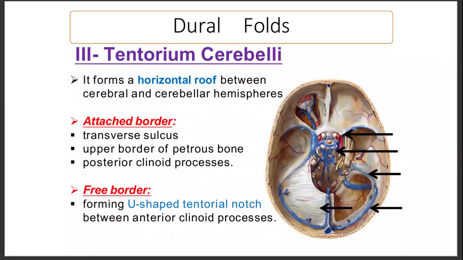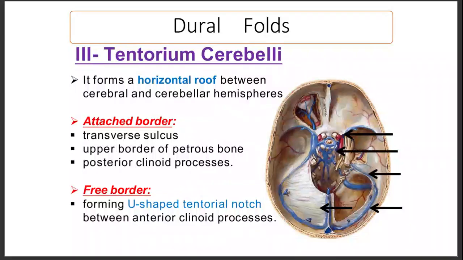And it forms a horizontal roof. It's a horizontal roof between cerebral. So now we are done with the falx cerebri. This is now the tentorium cerebelli. It's horizontal. Okay. Tentorium cerebelli is horizontal.